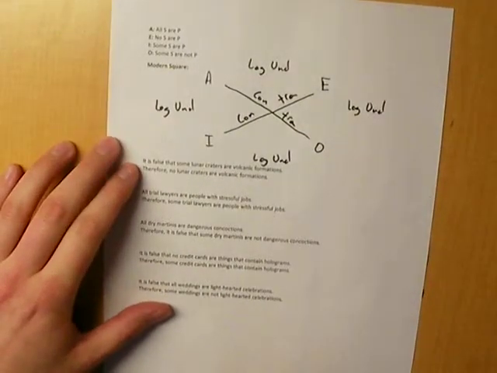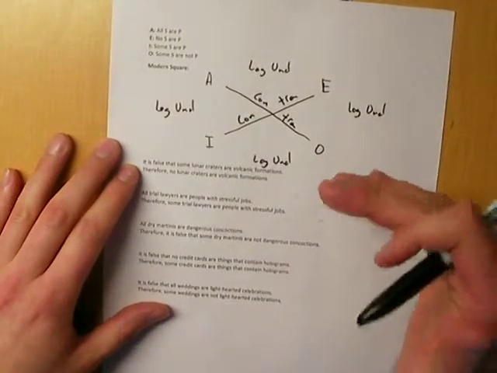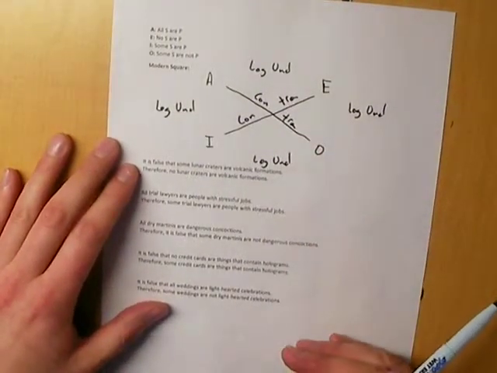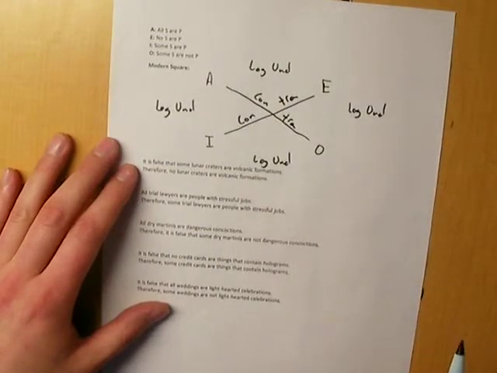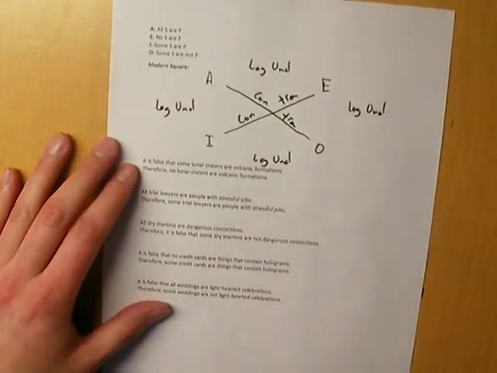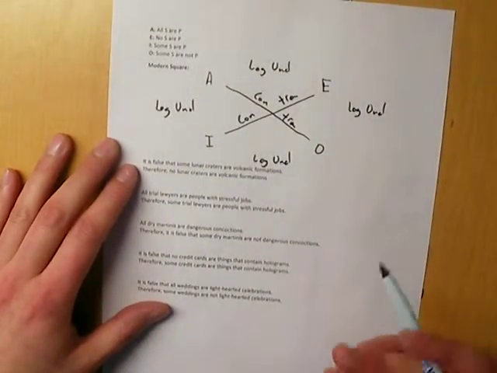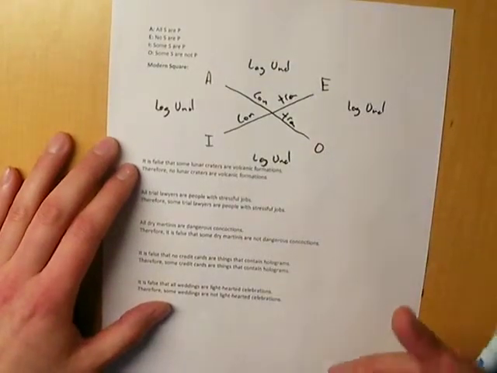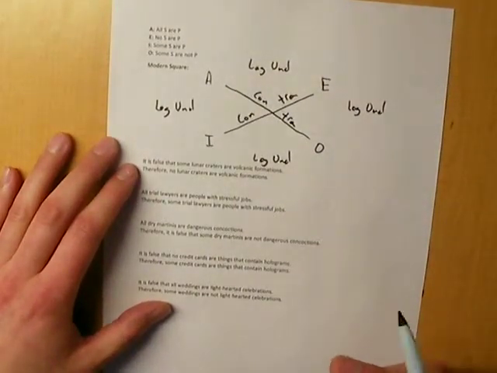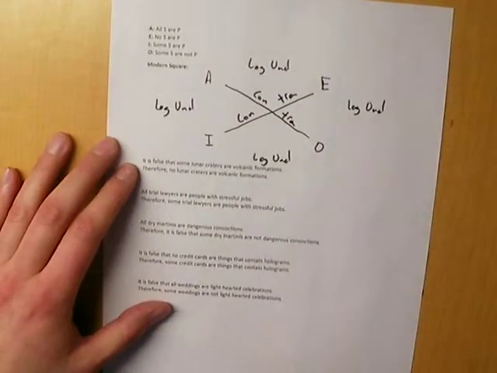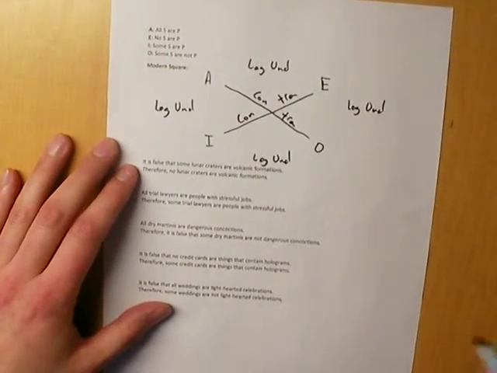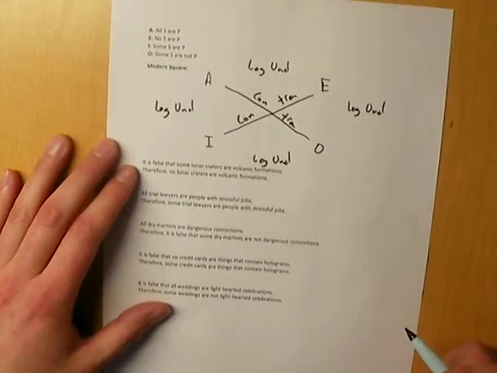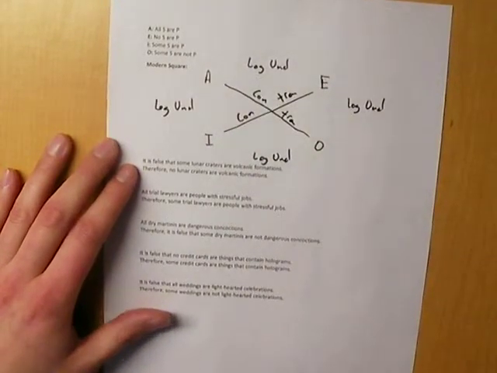If you can't read this, follow right along in Chapter 4, Section 3, and I'll read through this, of course. So we're testing an immediate inference. There's just one premise followed by the conclusion. And as we discussed in the previous video, what we want to know is whether or not the immediate inference is valid or invalid. So in our first example, the premise: it's false that some lunar craters are volcanic formations. Therefore, our conclusion, no lunar craters are volcanic formations.